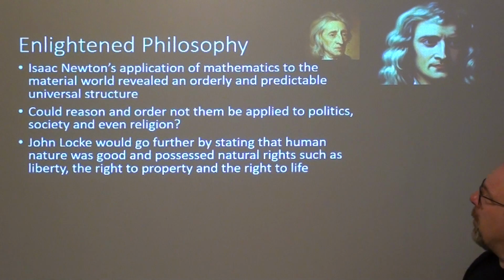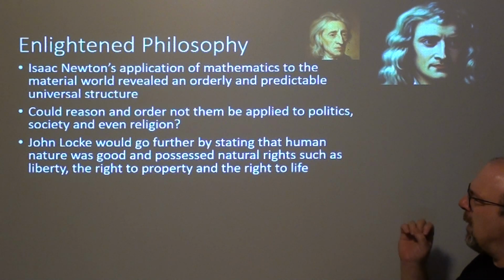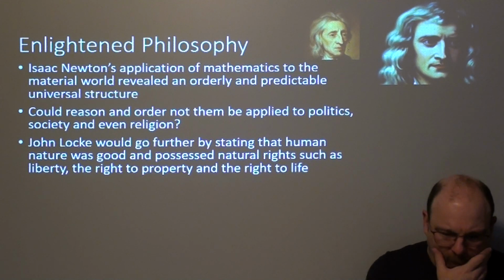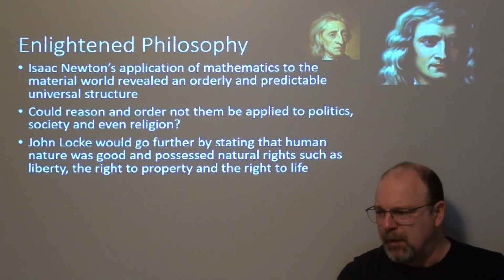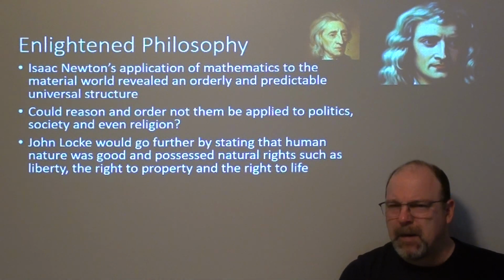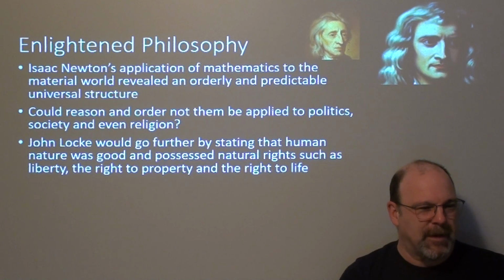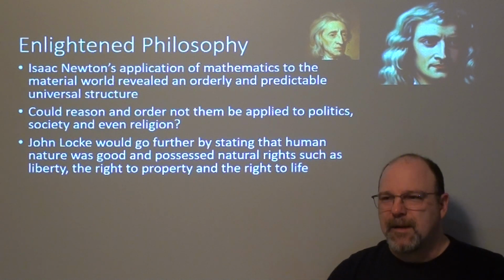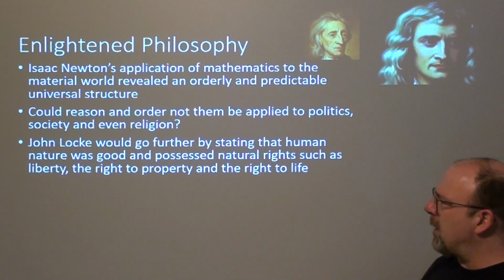John Locke would go further. Here's Locke here. By stating that human nature was good and possessed natural rights such as liberty, the right to property, and the right to life. I would say of all the Enlightened thinkers, John Locke and certainly Adam Smith, we'll talk about later, are probably the two biggest influences on the American Declaration of Independence, which I confuse sometimes with the French Declaration of the Rights of Man and Citizen. But you can really see a lot of his words right out of the Declaration of Independence.